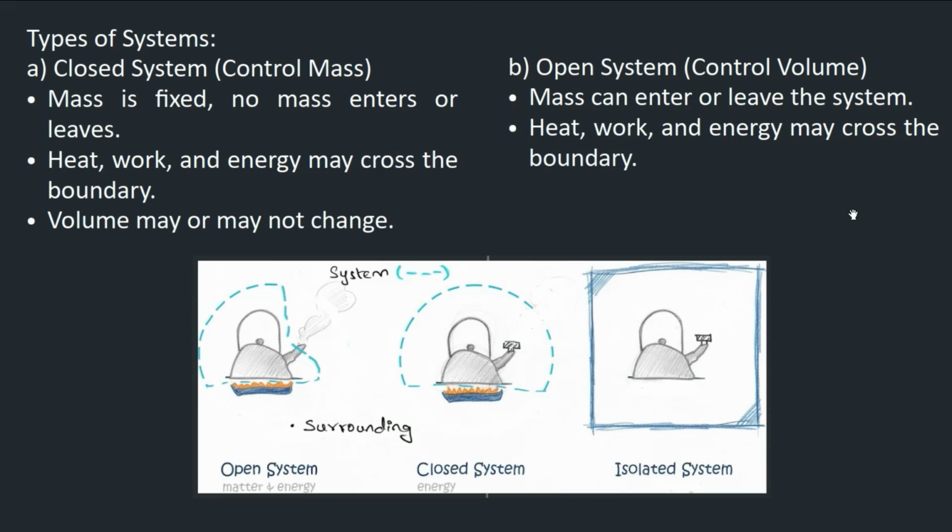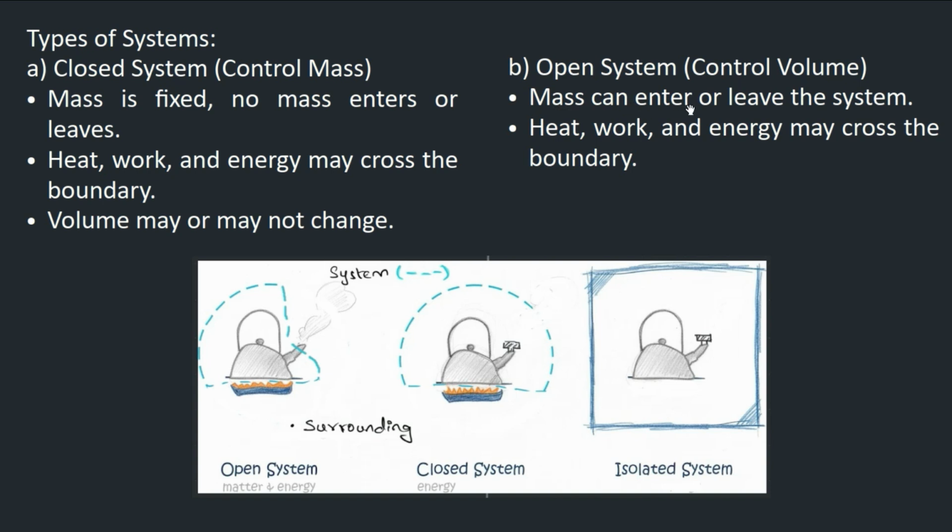So that's a good example of an isolated system. Okay. That story, right? So let's look at the definitions that I put across. Closed system: controlled mass is fixed, no mass enters or leaves, right? Over here, that's why I put a lid. Heat, work, energy may cross the boundary, volume may or may not change.